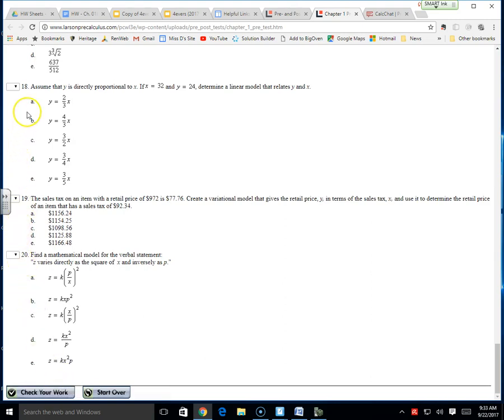I'm just going to do, and I'm totally making this up. Let's do, oh, hey, we can do number 20 together, right? Z varies directly as the square of x and inversely as p. What answer choice do you guys think that is? Directly as the square of x, inversely as p. A, B, C, D, or E. Directly as the square of x, inversely as p. I agree.